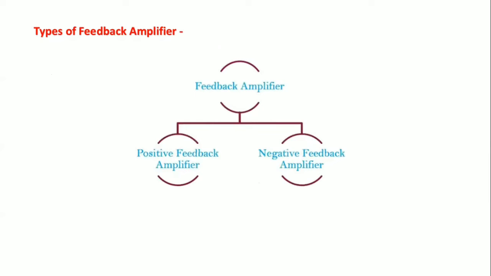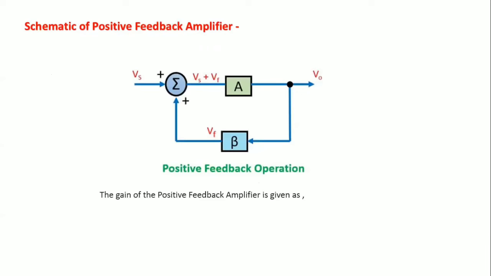Basically, there are two types of feedback, and so we may categorize feedback amplifiers into two types: positive feedback amplifier and negative feedback amplifier. Here is the schematic of the positive feedback amplifier. Here this is the input source Vs, this is the amplifier, and the feedback fraction is denoted by beta. So this circuit shows positive feedback operation.